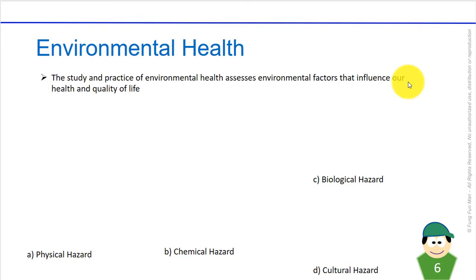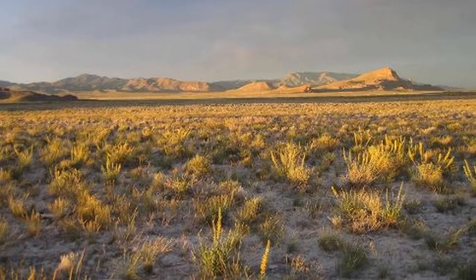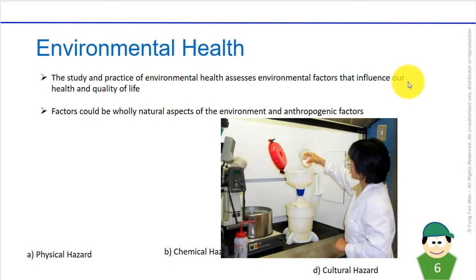Now, examining the impacts of human-made chemicals such as BPA is just one aspect of this broad field of environmental health. In this segment, we assess the environmental factors that influence our health and quality of life. These factors include natural aspects of the environment over which we have little control, as well as those with no human cause.